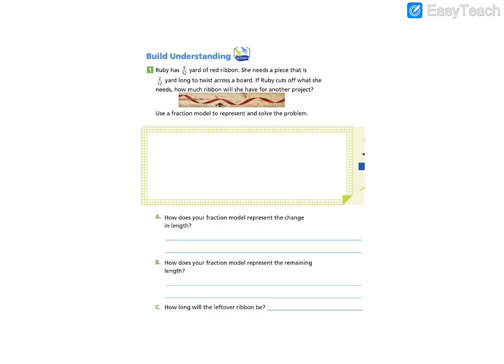Right, number 1. Ruby has 9/12 yard of ribbon. She needs a piece that is 2/12 yard long to twist across the board. If Ruby cuts off what she needs, how much ribbon will she have for another project? Use the fraction model to represent and solve the problem.